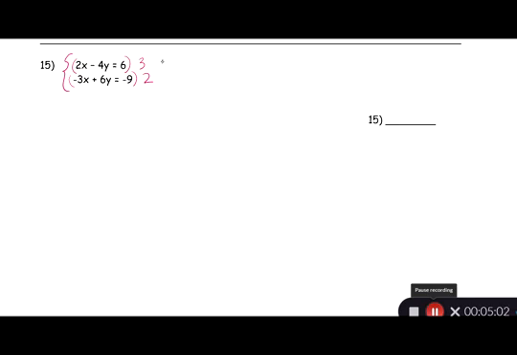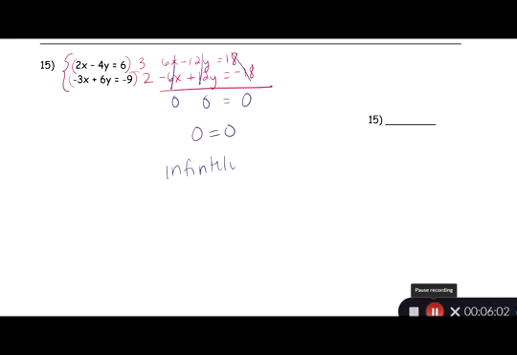When I do this, I get 6x minus 12y equals 18. For the second one, I get negative 6x, because I'm distributing this number all the way through, plus 12y equals negative 18. Now I want to add, with the goal being one of my variables canceling out. 6x minus 6x gives me 0. Negative 12 plus 12 gives me 0. And 18 minus 18 gives me 0. So this entire equation cancels out. We get 0 equals 0, which means there are infinitely many solutions.